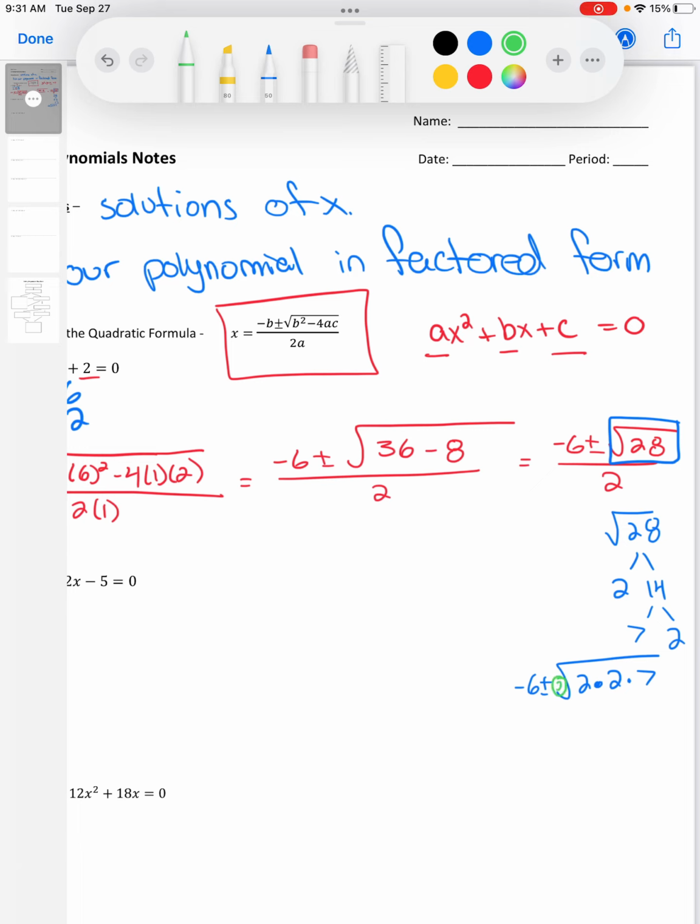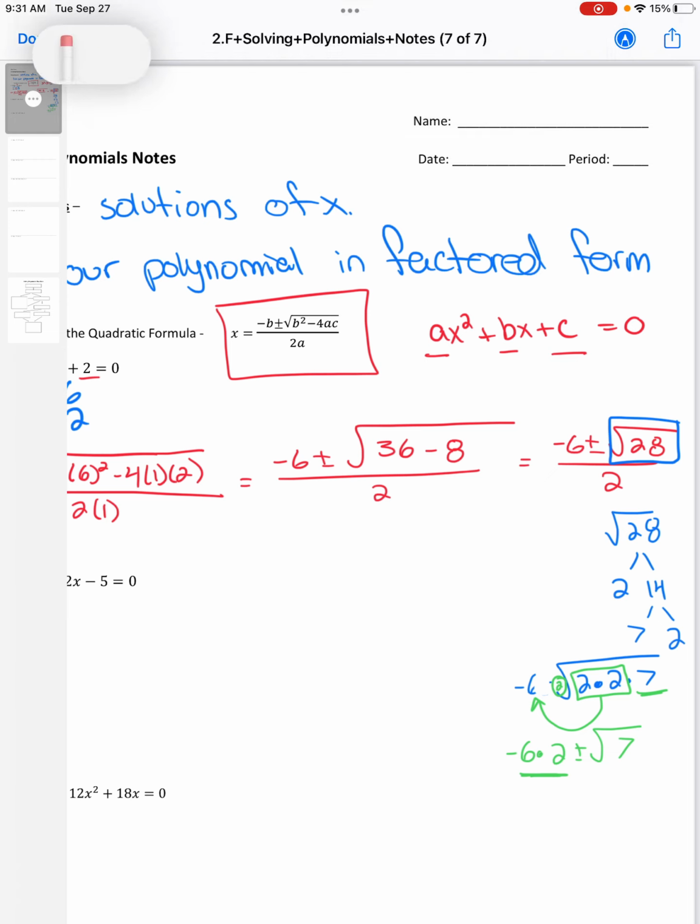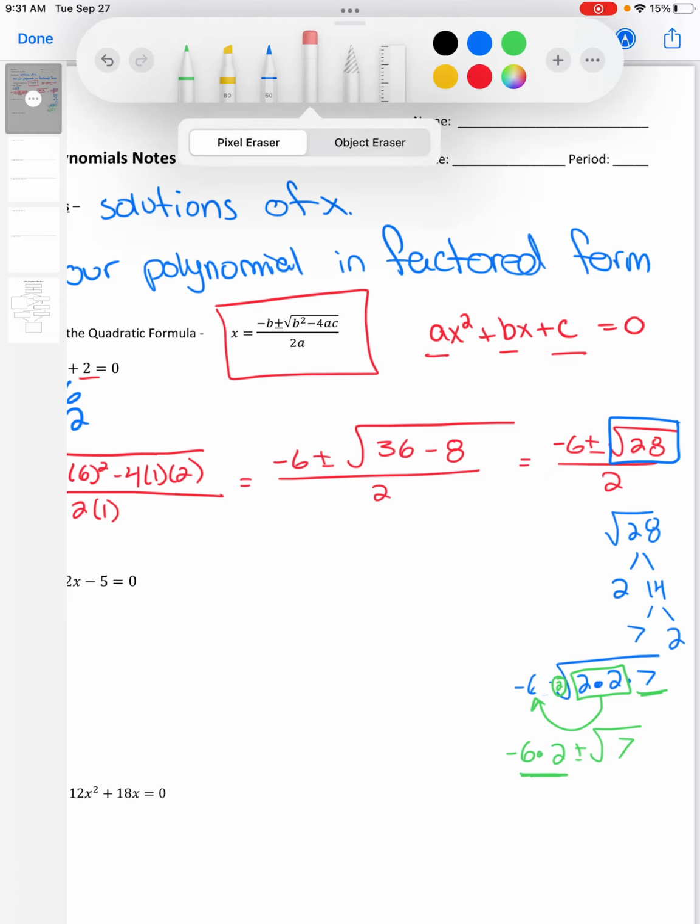Since there's no number in front, it's like there's a 2, so I want a group of 2. And what do I do with that group of 2? I bring that number to the outside. So it's 2 times, and what's left? The 7. Okay? I need to have a plus or minus on there. Because it was negative 6 plus or minus 2 square root of 7, all over 2.